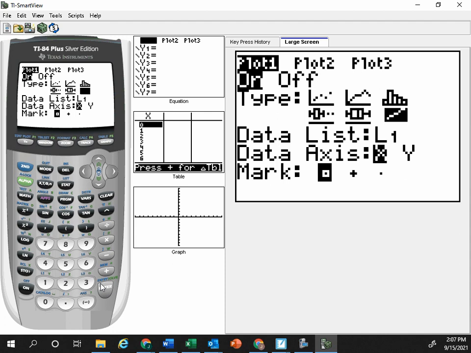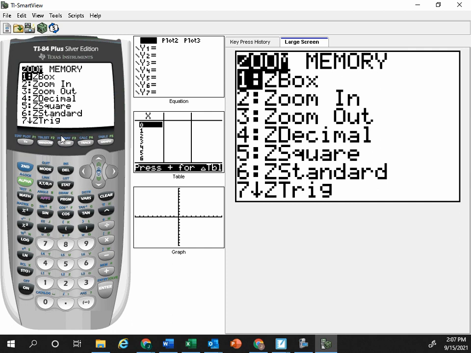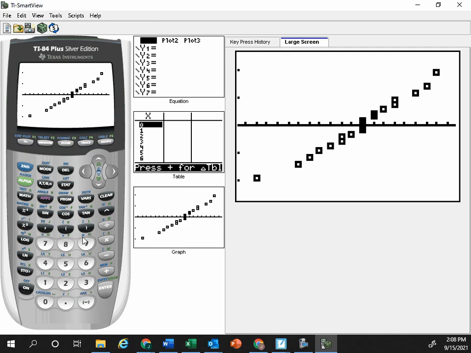Your data list, mine says L1. That's where I put my data, so that's what I want. Just leave the data axis as your x-axis and mark it's whatever you would like to see them show up as. I always leave that first one. I'm not going to just push graph though. I'm going to, from here, push zoom and then 9. So zoom is right in the middle at the top. Zoom 9 is the one that says zoom stat. So push number 9. And then that is what your graph should look like.